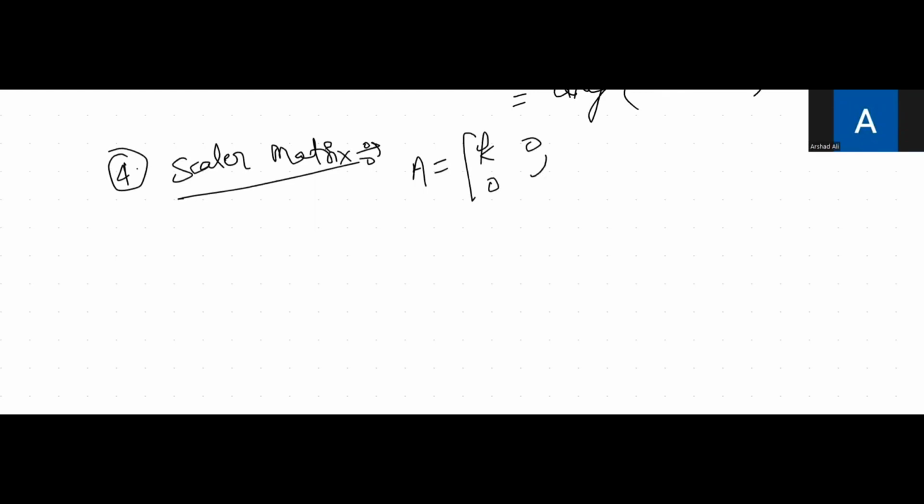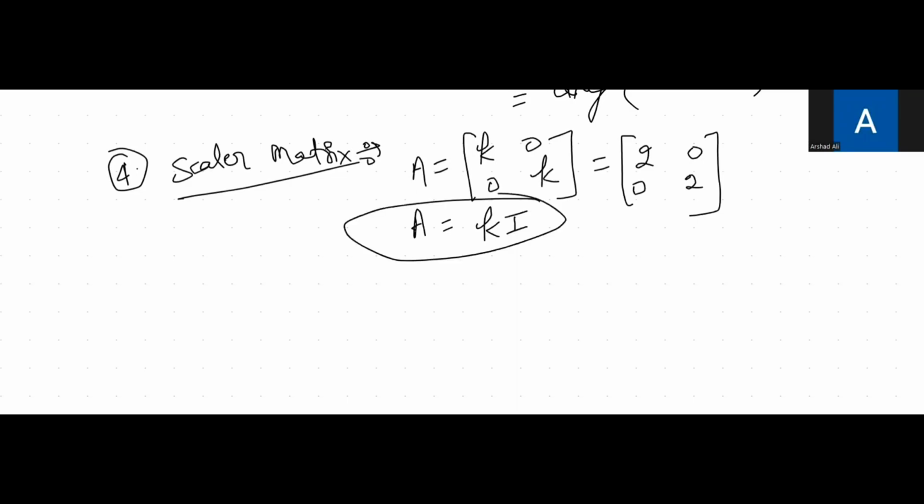Next type, scalar matrix. A scalar matrix is also a type of diagonal matrix, but here the diagonal elements should be the same. For example, k, 0, 0, k is our diagonal matrix. Remember one thing, k should not be 0. Here we can take the example 2, 0, 0, 2, or we can say it is equal to k times I. So it is called a scalar matrix.